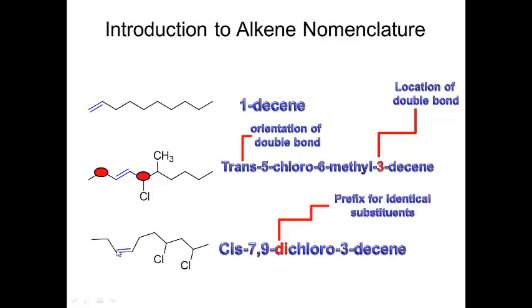Again, the 3 is the location of my double bond. Dichloro, remember, if we have two substituents that are identical, we use a prefix for them, and the numbers are just where those substituents are located. Remember, the parent is the street name, the substituent or the resident is here, and the address for the resident is here, right? One chlorine stays at 7, the other one stays at 9. So this is cis, right? That's the orientation of my double bond. Both groups on the same side, 7,9-dichloro-3-decene.